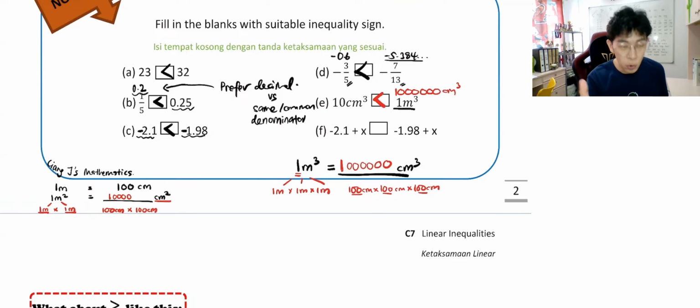The plus X, no point. They put a plus X there. Anyhow, your X is still the same value. It's just a trick. Imagine you take this one and bring it over there. Your plus X is gone already.